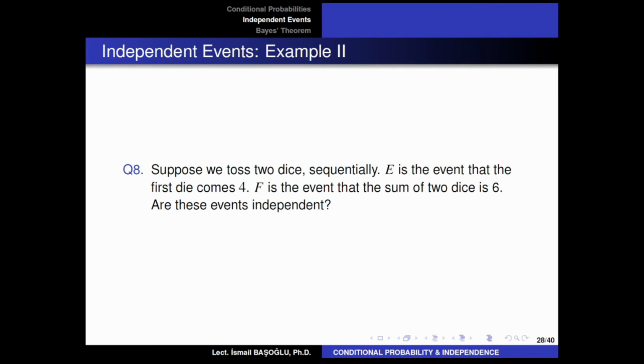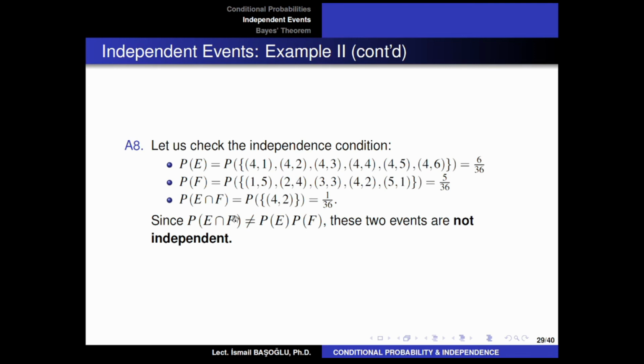What is the clever approach then? The clever approach is the same. Again, you need to show if this equation holds or not. Now let's check the first event again. The first event is the event of having the first die as equal to 4, and this 6 element subset again corresponds to this event, and this subset has probability of 6 over 36.